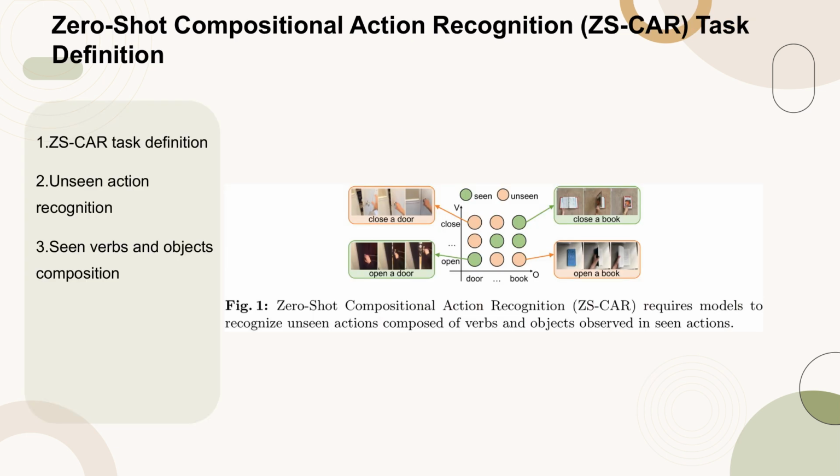Figure 1 illustrates the Zero-Shot Compositional Action Recognition (ZSCAR) task, which challenges models to recognize actions they have not encountered before. These unseen actions are composed of verbs and objects that the model has seen in previously observed actions. The task requires understanding both dynamic, verbs, and static, objects, components, and generalizing this understanding to new, unseen combinations. This capability is crucial for developing applications in autonomous vehicles and robotics, where recognizing novel action compositions is essential for effective operation in open scenarios.